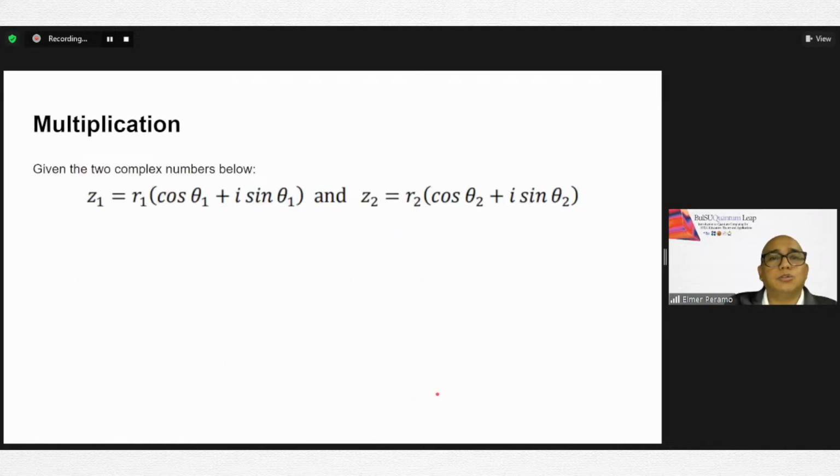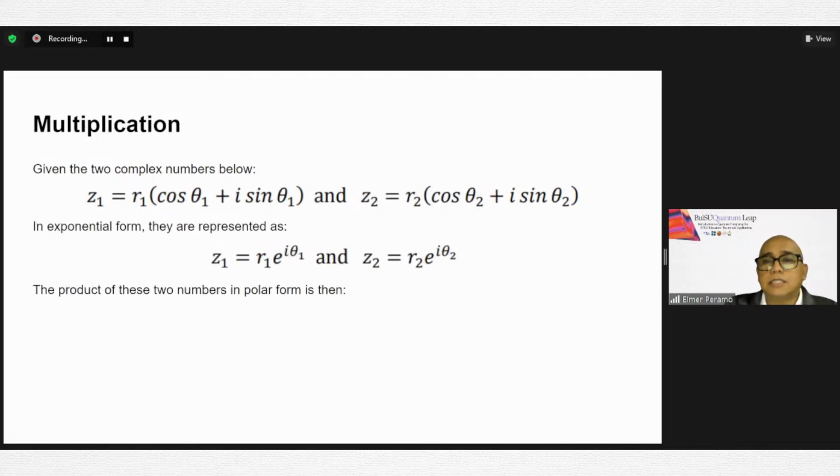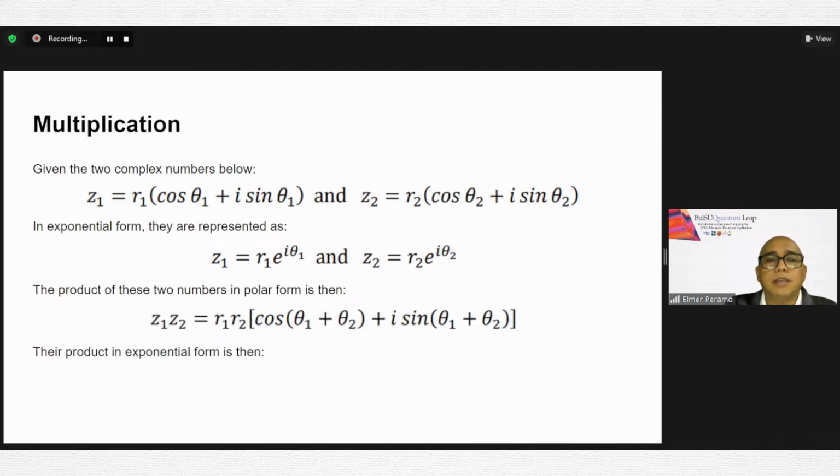Okay, multiplication using the polar form. When we multiply, I think I've already discussed this, but if we're going to multiply using the exponential form, multiplication will just be this one: multiply the modulus or the absolute value, and then add the arguments.